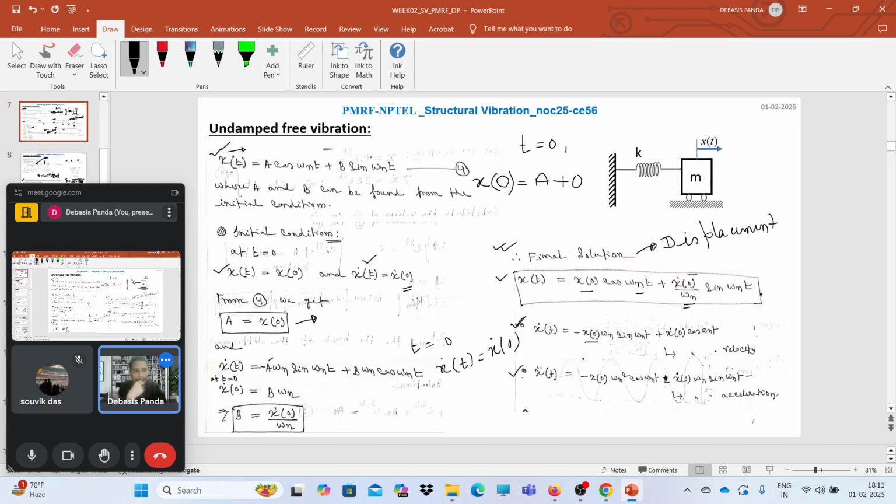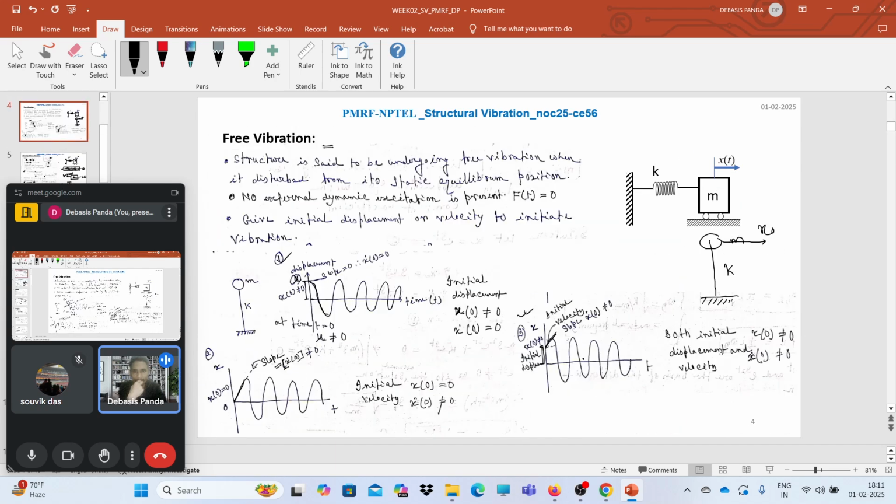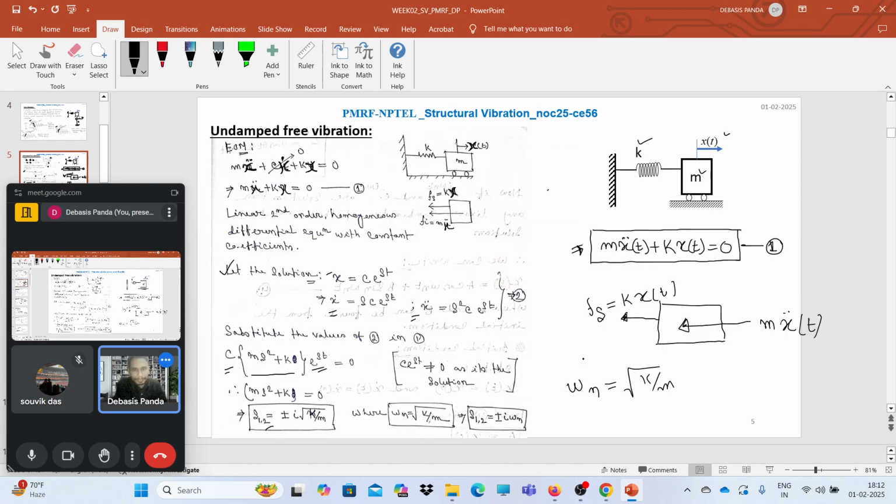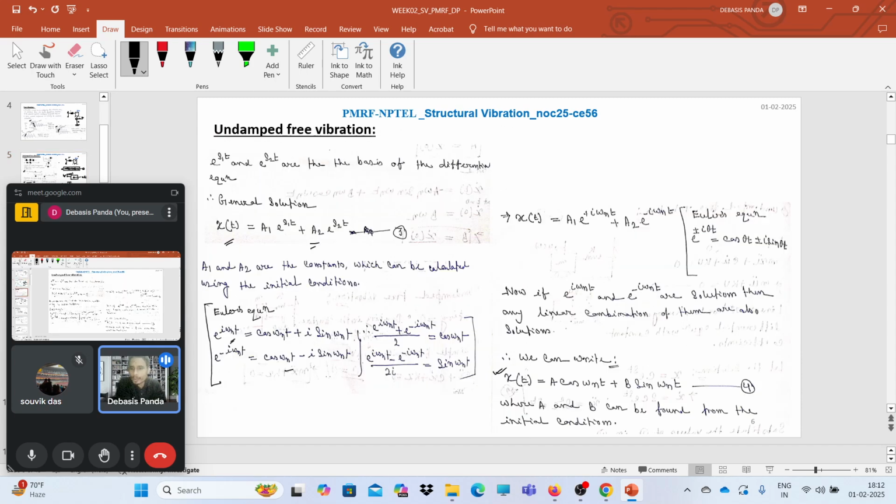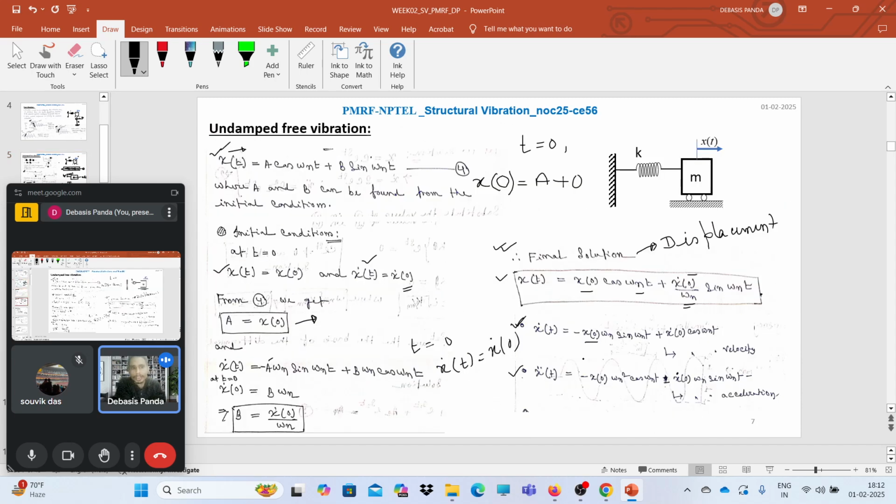So till now what we have covered, we will quickly go through it and then move to the next portion. First we have covered the free vibration case. Free vibration means the structure is undergoing free vibration when it is disturbed from the initial equilibrium conditions by providing initial velocity, initial displacement, or both, and left to vibrate. That means it is completely free from the influence of external forces. It vibrates due to its initial conditions only.